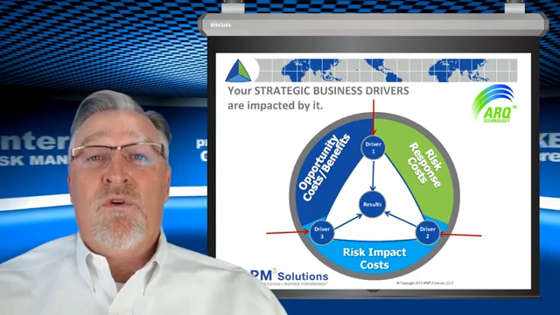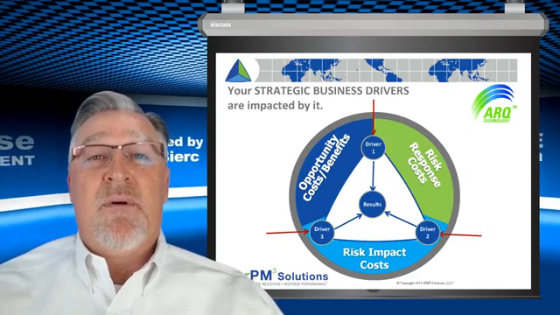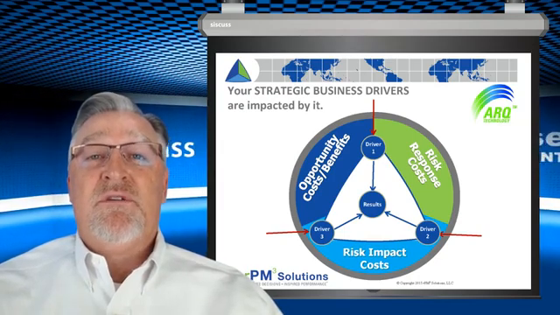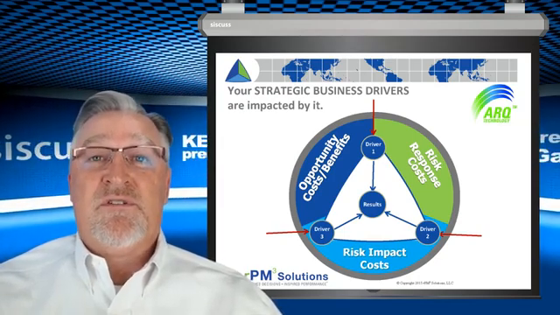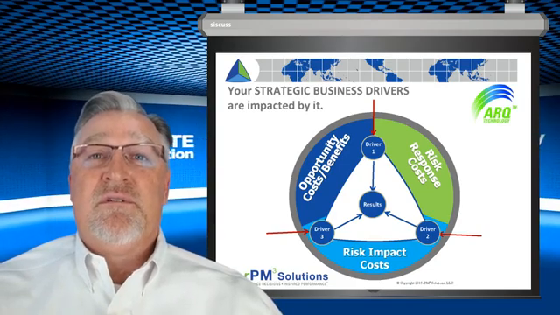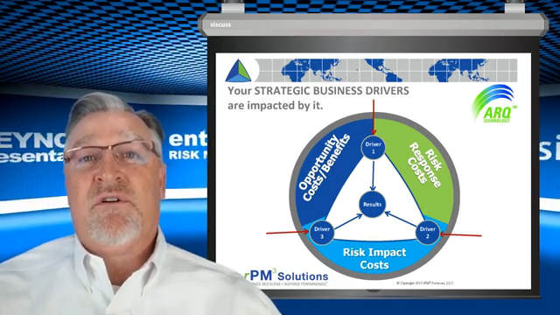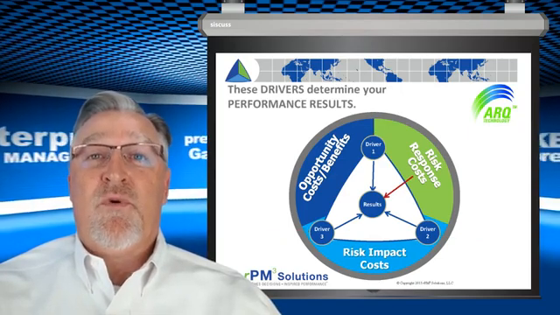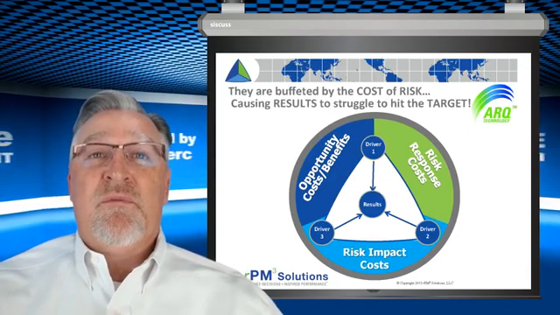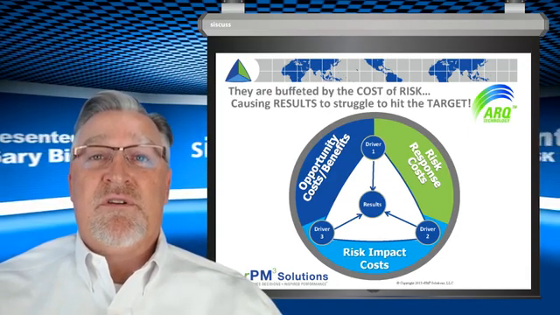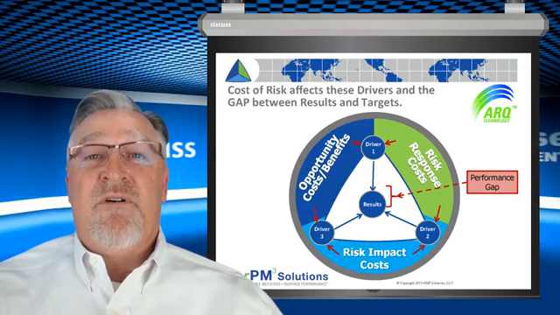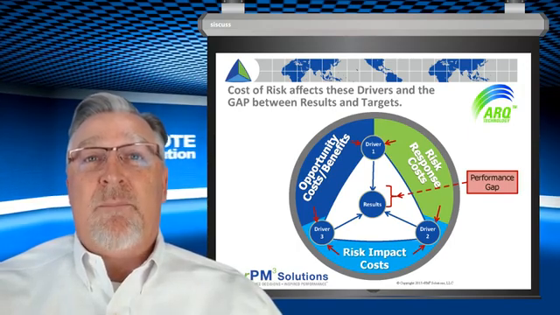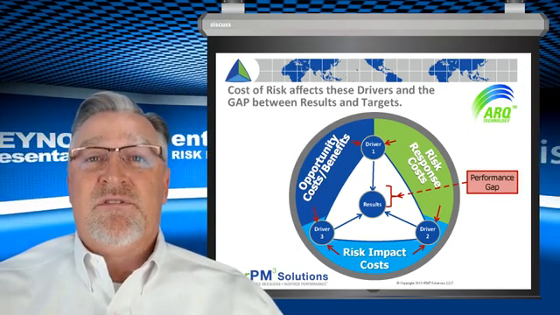Now let's think about what we're doing in strategic planning. We're going to start talking about drivers, business drivers, and what we need to do in those business drivers to be successful and affect our results. It's these drivers that are going to come in contact with that cost structure directly. Ultimately, that's going to determine our final results, our performance as a business. These drivers get buffeted by this cost of risk environment, and as a result, they affect the final results of the business. So cost of risk affects these drivers and the gap between risks and results.